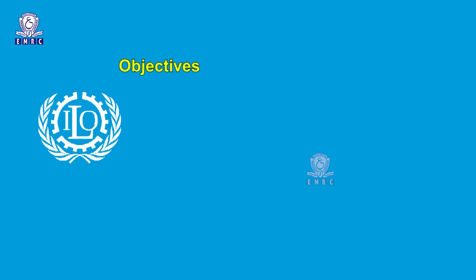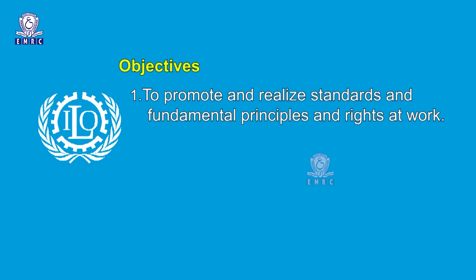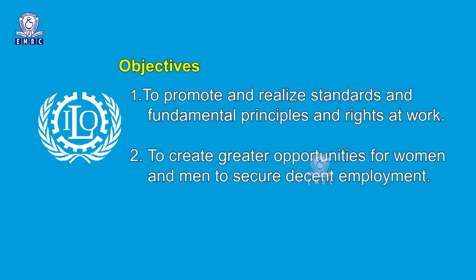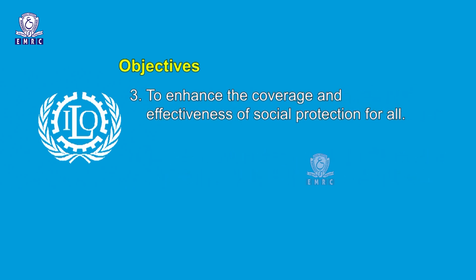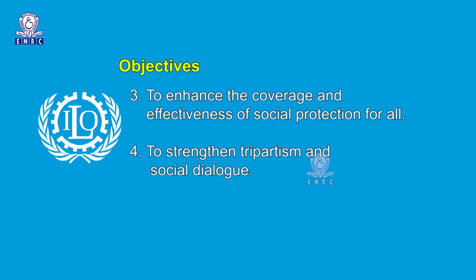The Declaration of Philadelphia set forth objectives which the ILO was to further and promote among the nations of the world. The theme underlying these objectives is social justice. The objectives of the ILO are: first, to promote and realize standards and fundamental principles and rights at work. Second, to create greater opportunities for women and men to secure decent employment. Third, to enhance the coverage and effectiveness of social protection for all. And fourth, to strengthen tripartism and social dialogue.